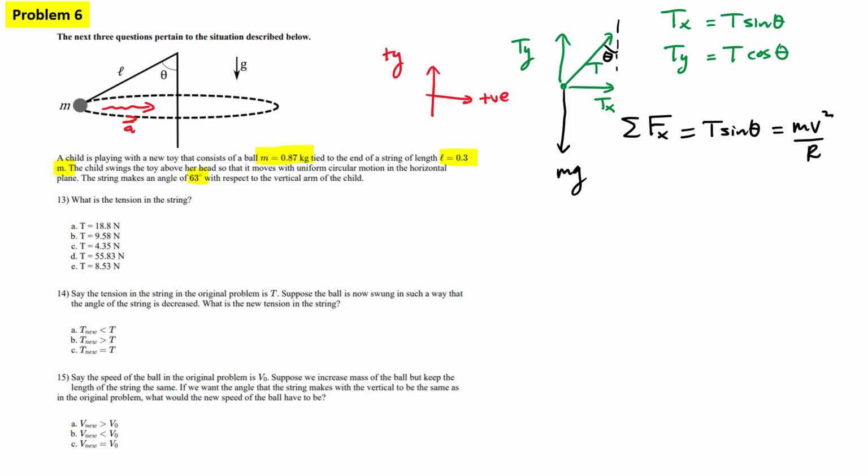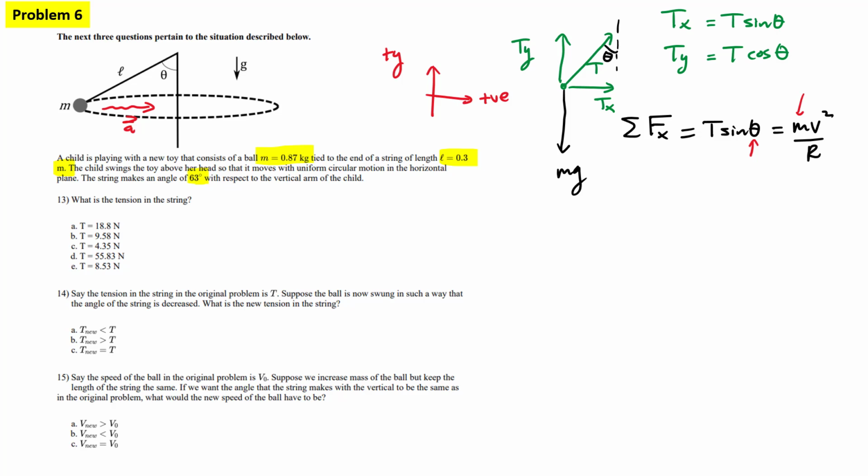My goal is to determine T. What else do I know in this problem? Well, I know what the angle theta is. I know the mass. What else? I know the length. Now look, I don't know the speed, right? And if you don't know the speed, you're kind of stuck at this problem. So this is not going to get us too far.